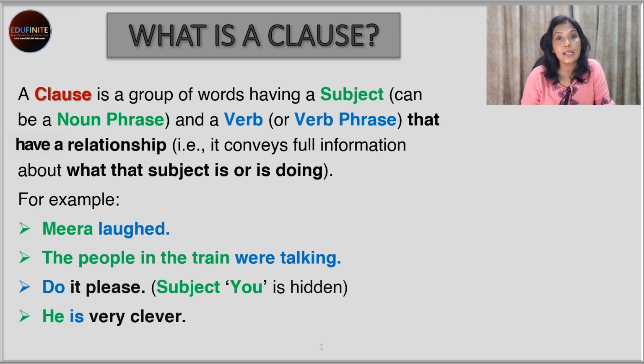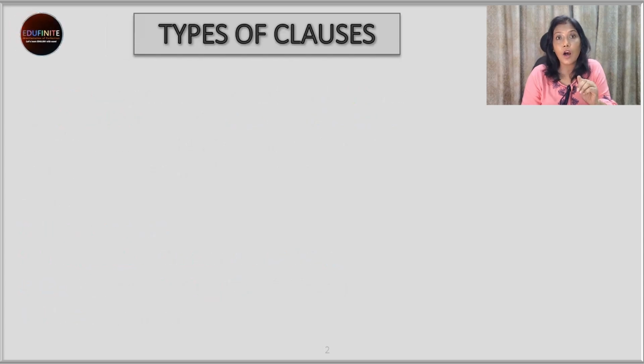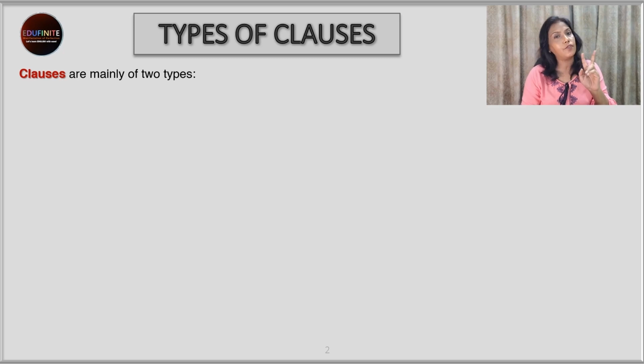Now let's see types of clause. How many types of clauses are there? Now clauses mainly are of two types. Okay, so the first one is independent clause. There are two clauses. One is independent clause and the other is dependent clause. But first, let's understand what is independent clause.